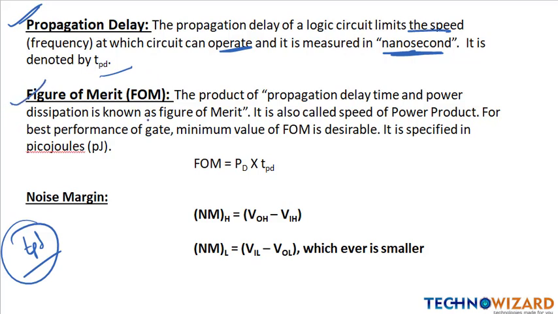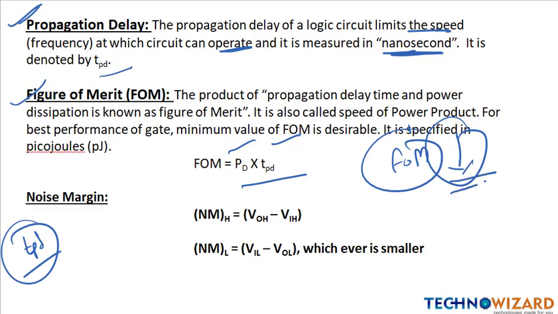Next one is figure of merit. What is figure of merit? Figure of merit is the product of power dissipation and propagation delay. We should always have a minimum value of figure of merit for better operation of a logic gate. For the best performance of a gate, a minimum figure of merit is desirable. It is specified in picojoules.